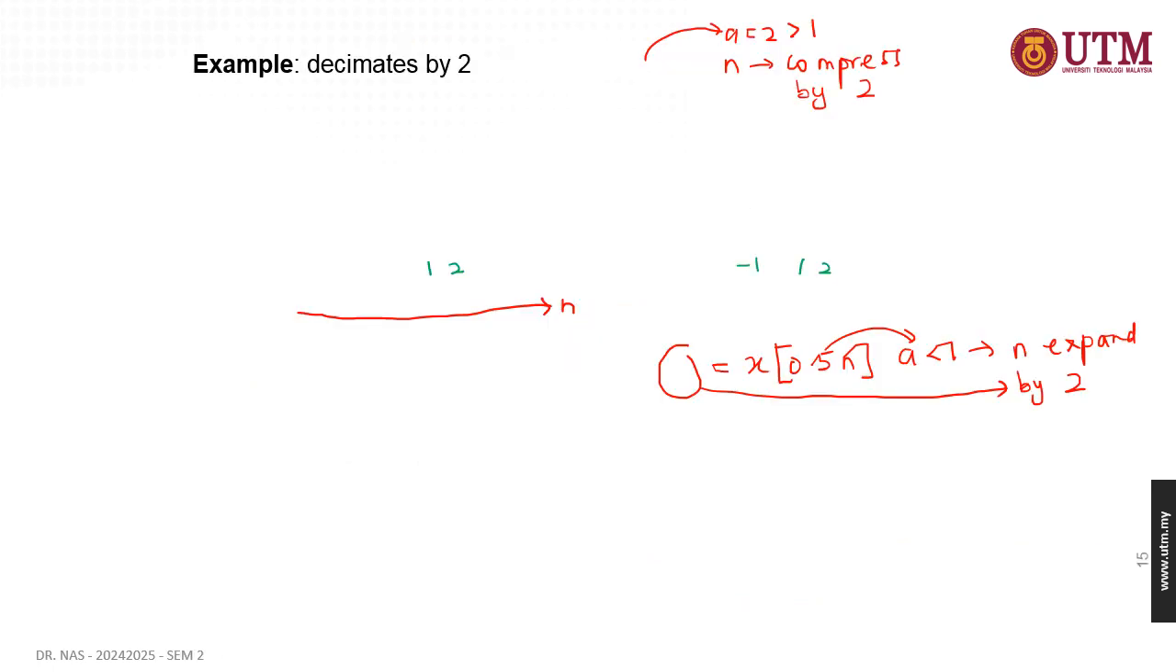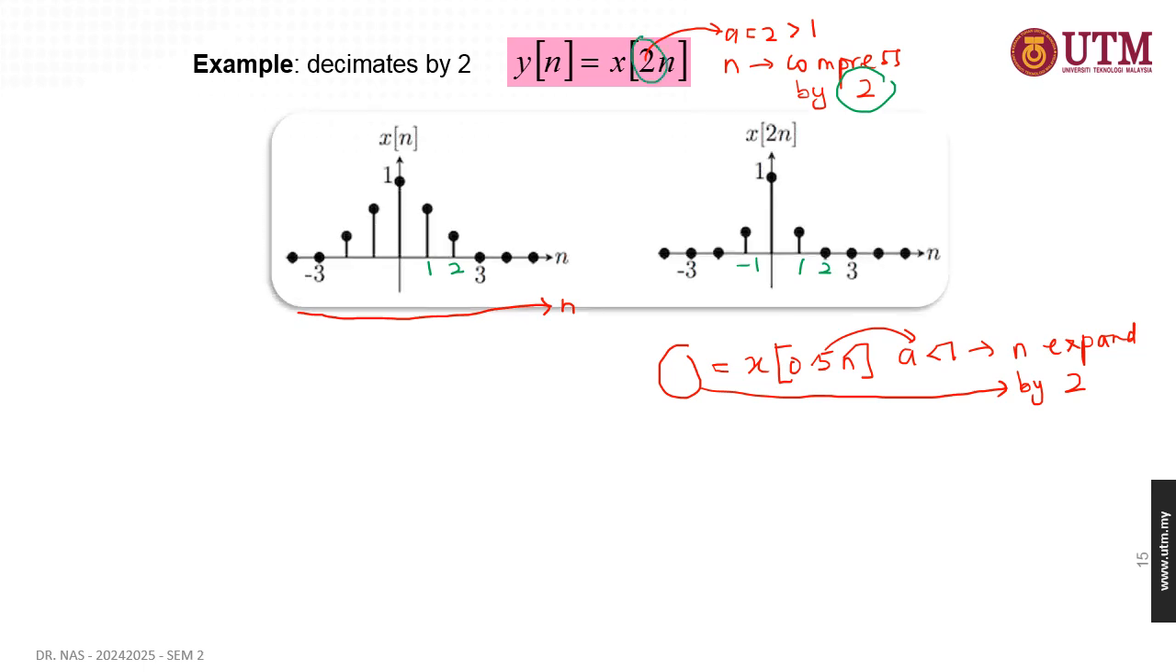Let's look at an example of scaling a discrete time signal. If you have the equation y[n] equal to x[2n], let's look at a. Obviously a here is 2, which is larger than 1, so the n will be compressed by the scaling factor, in this case 2. This is the given input signal, so you need to compress the n by 2. So 0 divided by 2 is 0, 1 divided by 2 is 1 over 2 or 0.5, 2 divided by 2 is 1, 3 divided by 2 is 1.5.